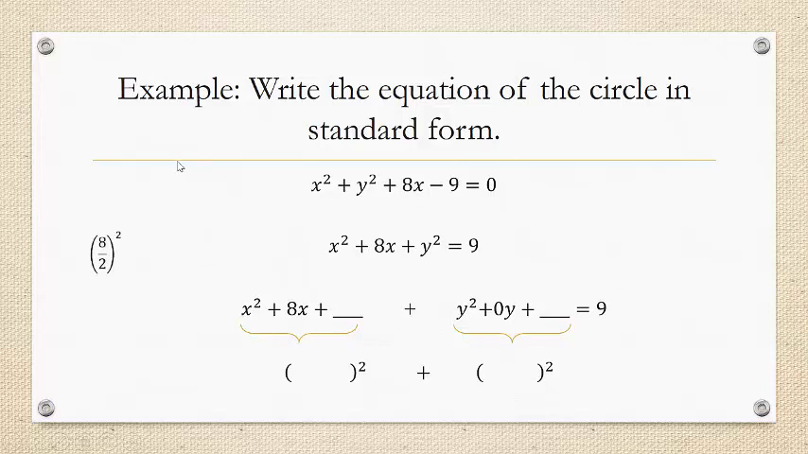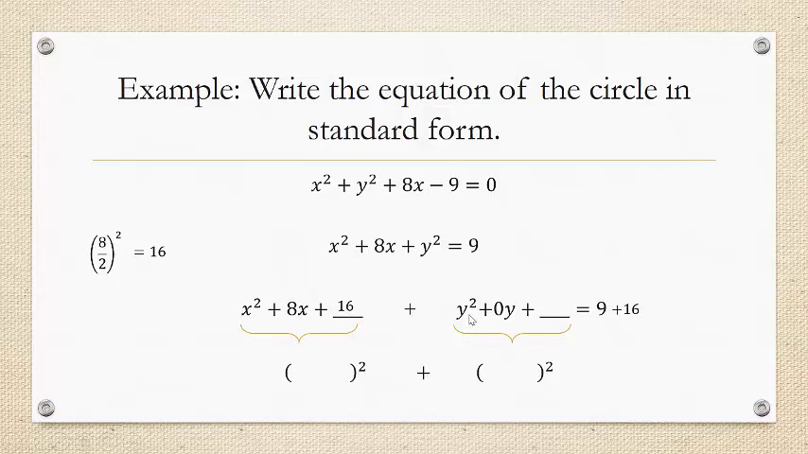The way we did that is we took half of the b term and then we squared it. That's going to get us 16. So 16 would not only go in the blank on this side, but it would also have to go on this side. That way your equation is still balanced.